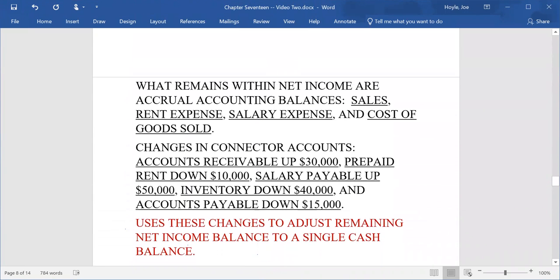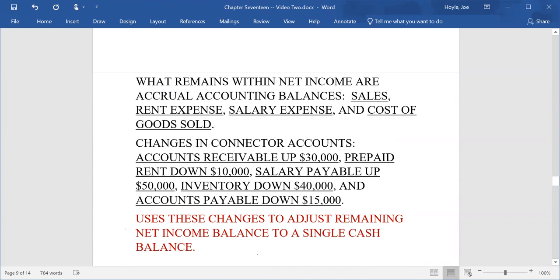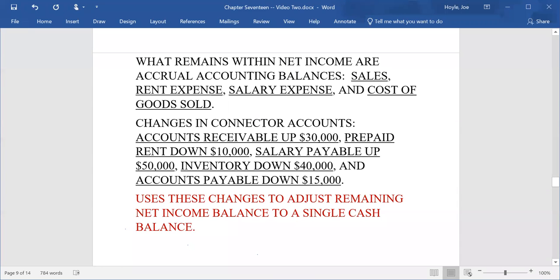All we have left, and I say that almost humorously, is the accrual accounting numbers. We have left sales and rent expense and salary expense and cost of goods sold. They're all what's left in net income because we've eliminated depreciation and the gain. We're now going to look at the changes in the connector accounts, and we're going to then use those to adjust back to cash balances.